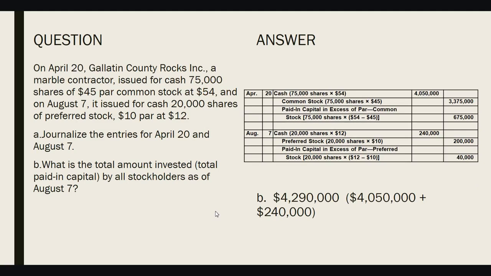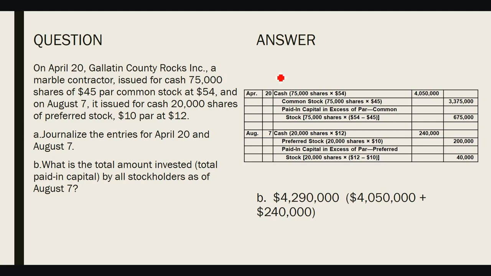Next, Gallatin County Rocks, Inc. is a marble contractor, and they issued for cash 75,000 shares of $45 common stock at $54. Later on, they issued 20,000 shares of preferred stock. They want us to record the journal entries for both activities.